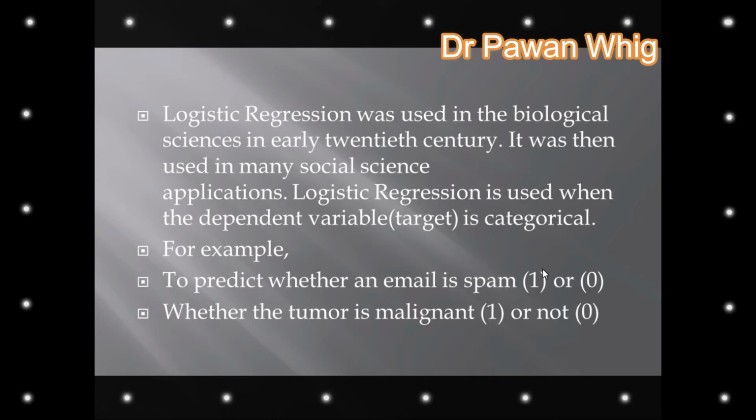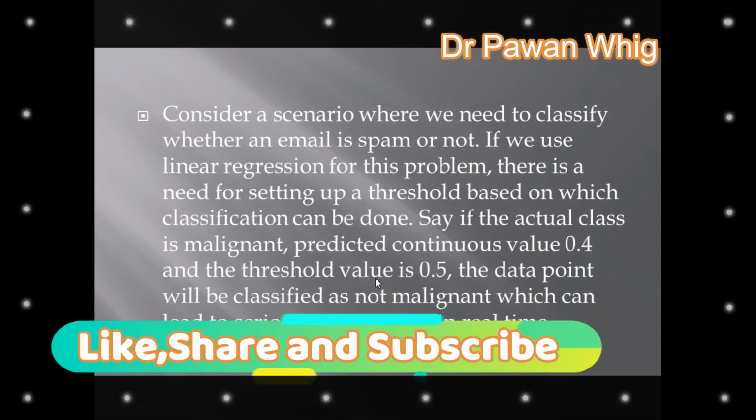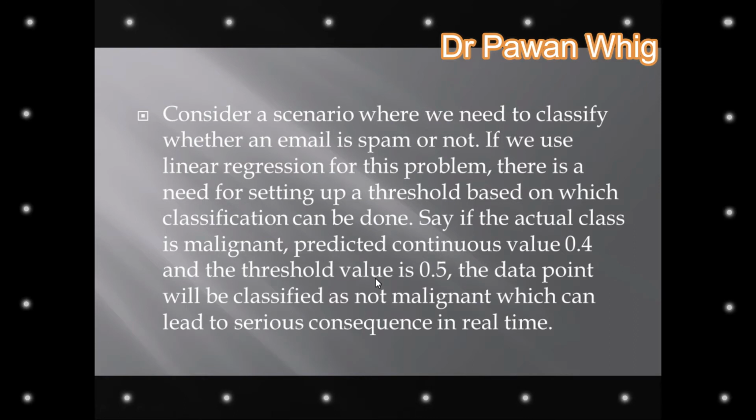As I already told you, logistic regression is based on binary outcomes, where 1 stands for positive and 0 stands for negative. Similarly, whether a tumor is malignant: if it is, then it is 1, otherwise it is 0. Similarly, consider a scenario where we need to classify whether an email is spam or not. If we use linear regression for this problem, there is a need for setting up a threshold based on which classification can be done. And why do we not apply linear regression here?